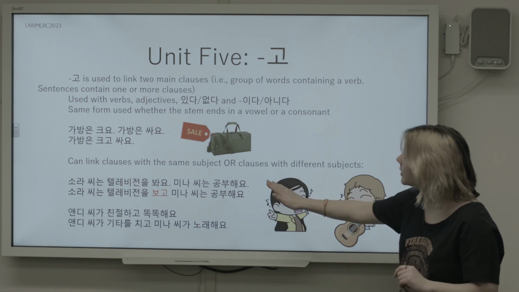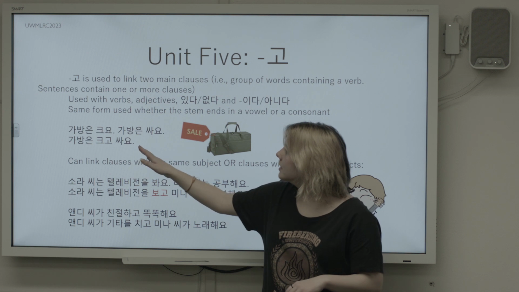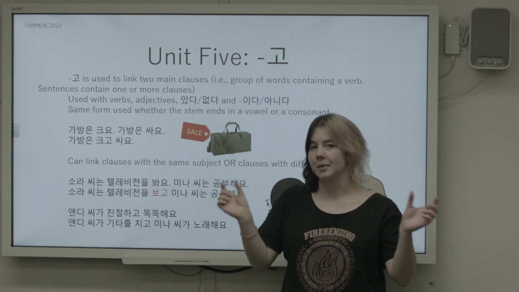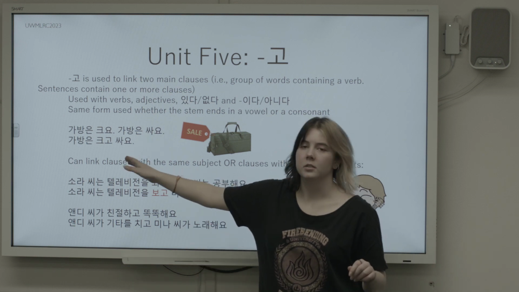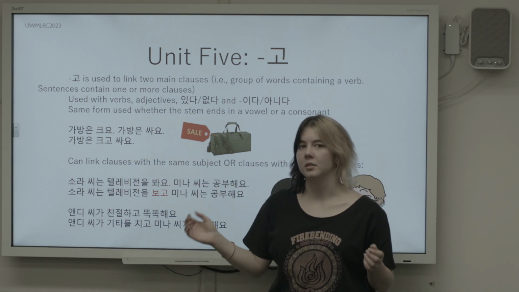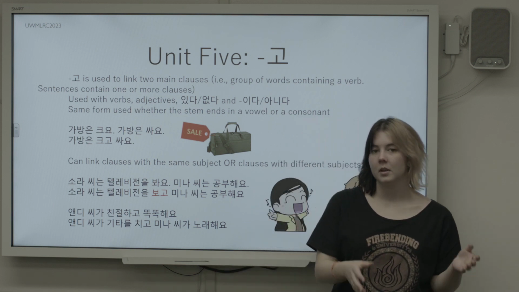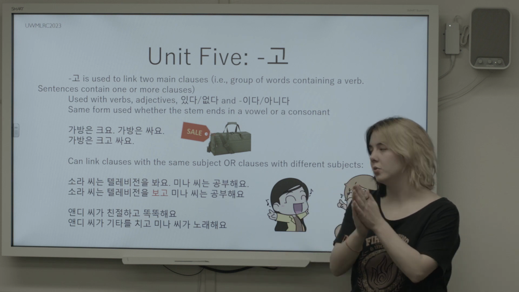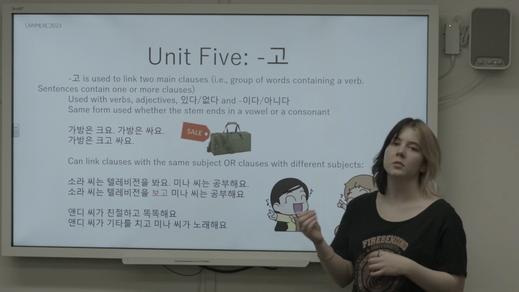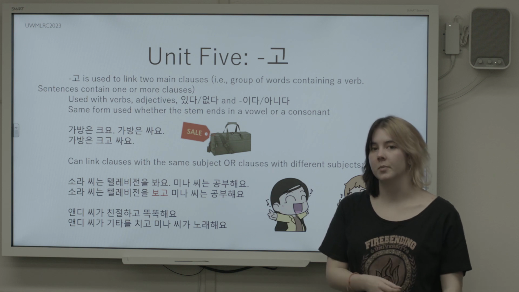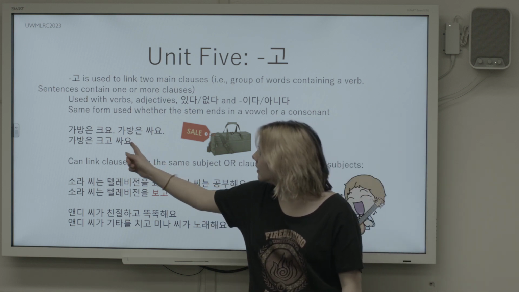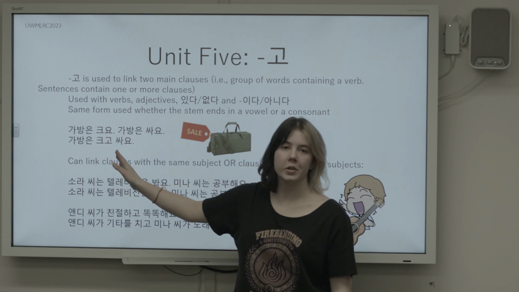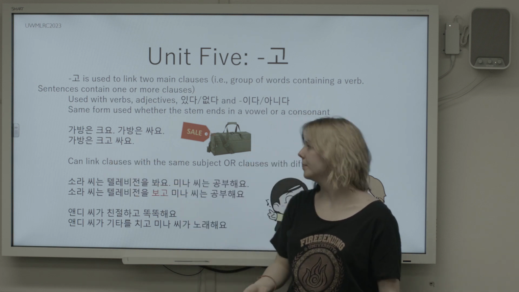So before learning this grammar pattern, if you wanted to say this bag is cheap and also big, you would have to split it up into two sentences. 가방은 크고, 가방은 싸요. The bag is big, the bag is cheap. But now that we're learning this new grammar pattern, you can combine those two sentences into one. And you can say 가방은 크고 싸요. The bag is big and cheap. Or you could switch it to put cheap first and say 가방은 싸고 커요. The bag is cheap and big.